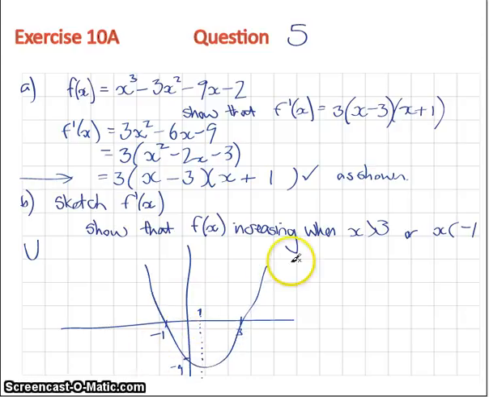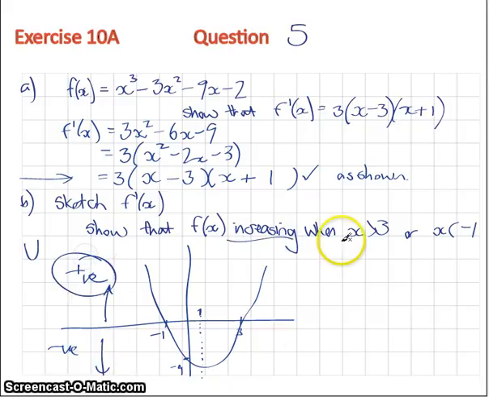And then I need to look at this particular function. So here the derivative is positive above 0 and it's negative below 0. So I can see here that it's increasing, which means positive, when x is greater than positive 3, or when x is less than minus 1. That's where it's positive. So that is where the function would be increasing. It'll be decreasing because the gradient is negative between those two values.